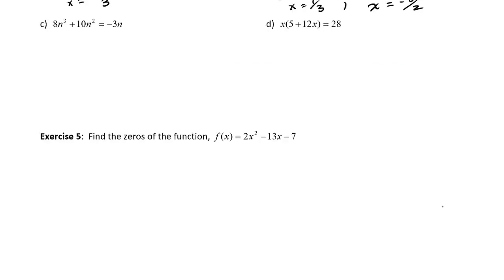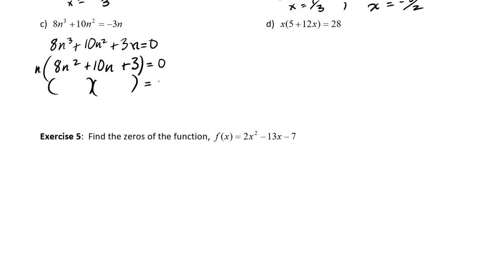Now let's take a look at 8n to the third plus 10n to the second equals negative 3n. I'm going to rewrite it in descending order of exponents on one side of the equal sign. So we will have 8n cubed plus 10n squared plus 3n equals 0. Factoring out an n, I have n times 8n squared plus 10n plus 3 equals 0. Now I need to factor the trinomial.